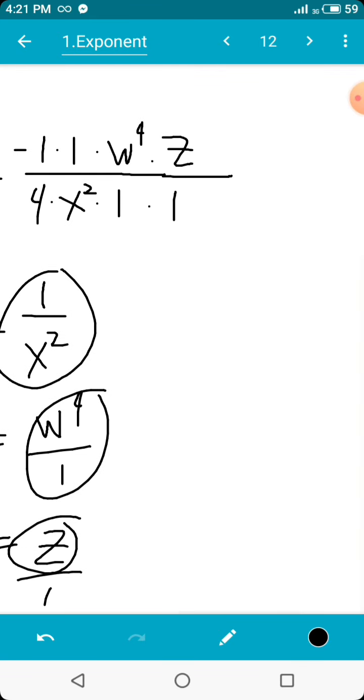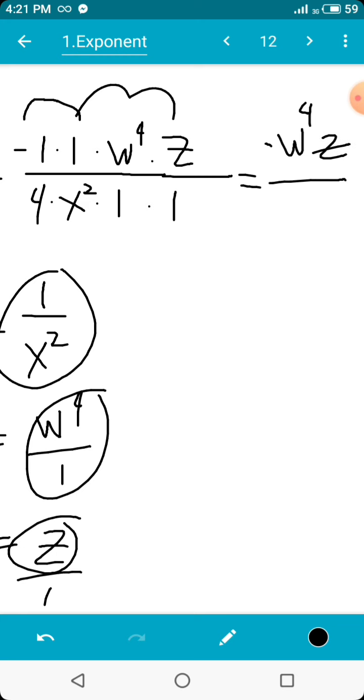So, pag minultiply natin ito, negative 1 times positive 1 is negative 1, times W raised to 4, so that is negative W raised to 4, and then times Z. So, it will become negative W raised to 4 Z over, times naman natin yung denominator. So, 4 times x squared, so 4x squared times 1 times 1. So, it's just 4x squared.